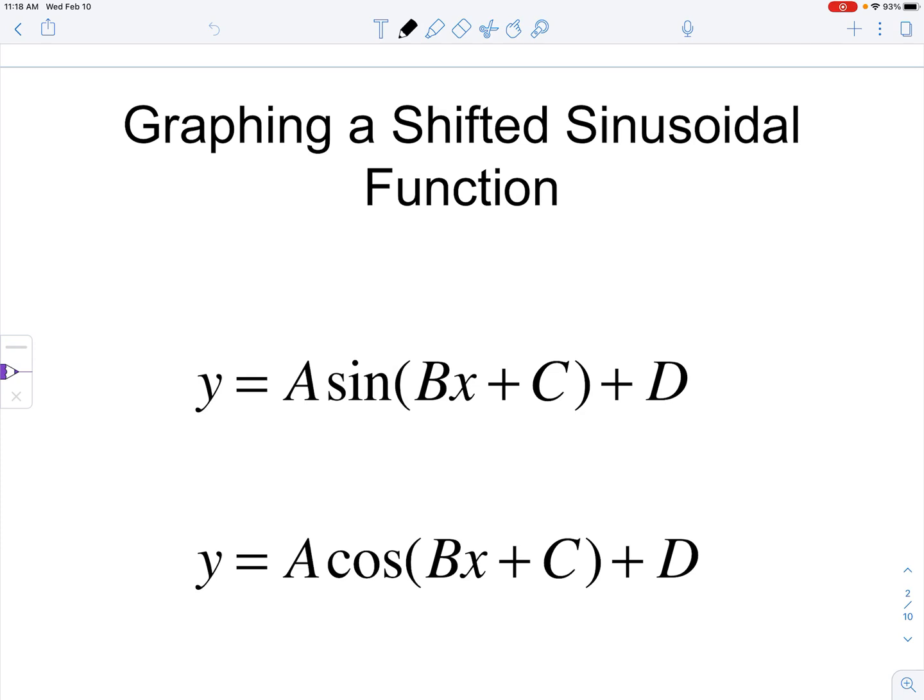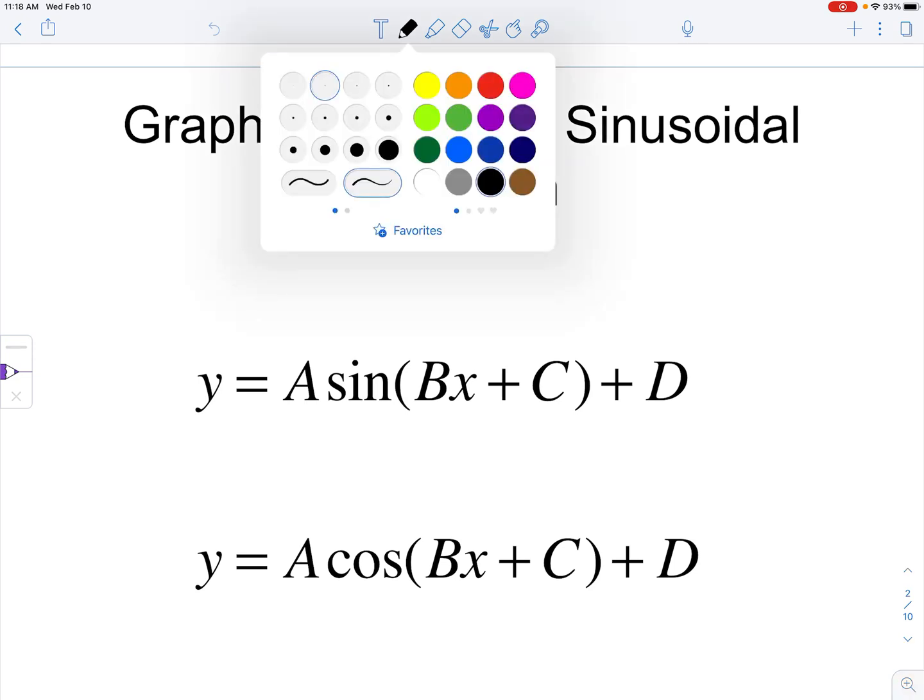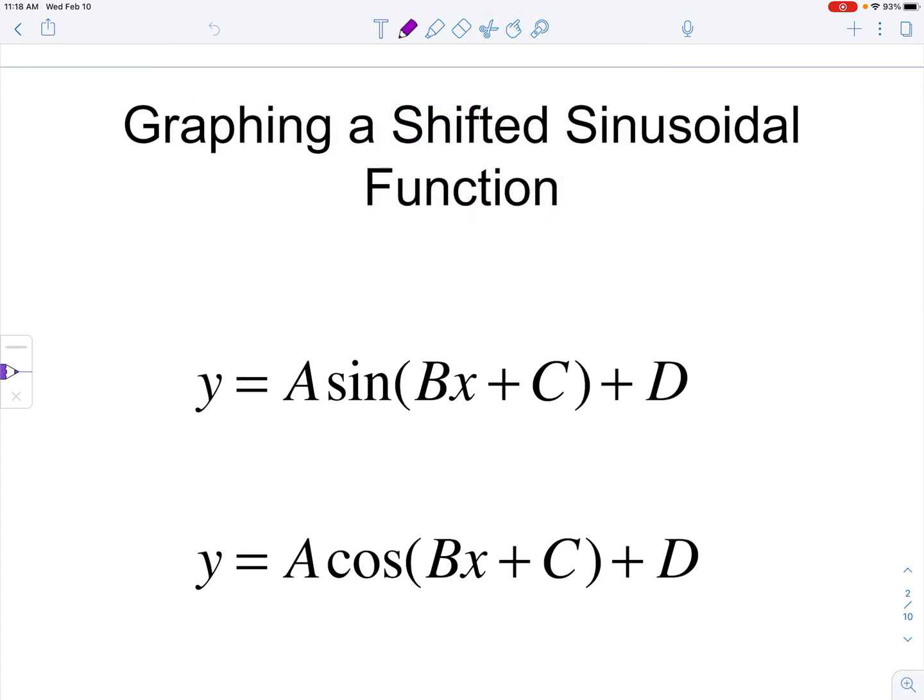Okay, so we're going to be looking at graphing sine and cosine functions that are in this form. So if there is a horizontal or a vertical shift. Now remember, when there is a horizontal shift, if there's also a horizontal stretch, shrink, or reflection, you need to factor out whatever x is being multiplied by in order to see what the actual horizontal shift is.